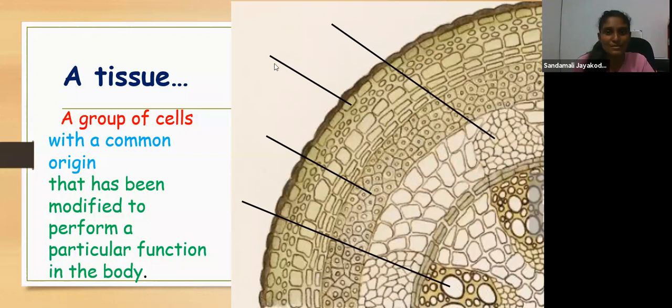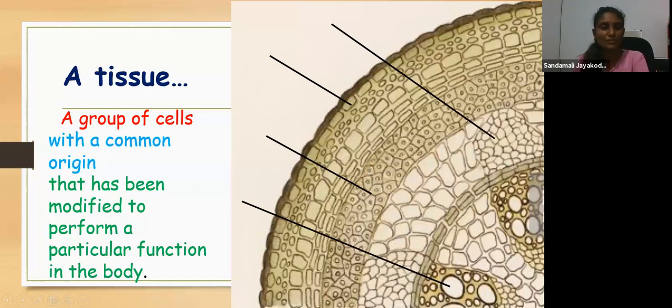These cells in different areas, those highlighted by these lines, have the same shape and are arranged together. So these tissues are performing different specific functions in a plant stem. Later on we are going to discuss what those different tissues in a plant are. So this is just an overview of what a tissue is.